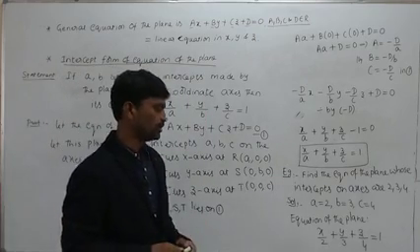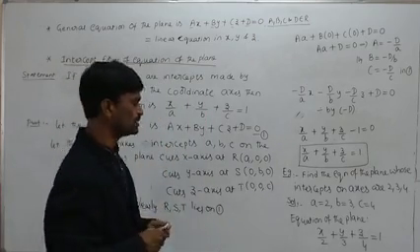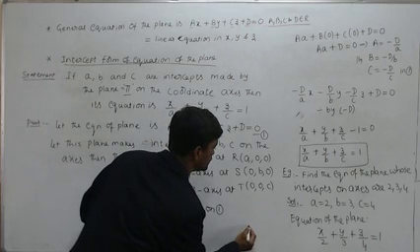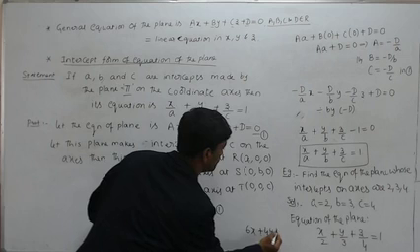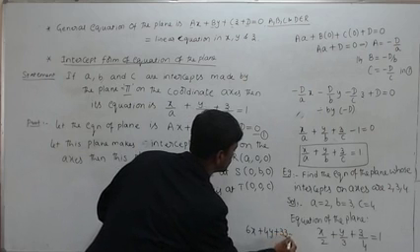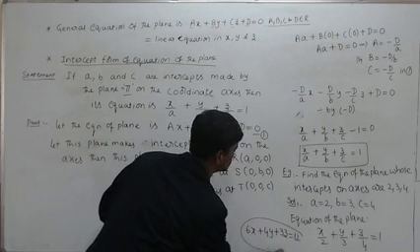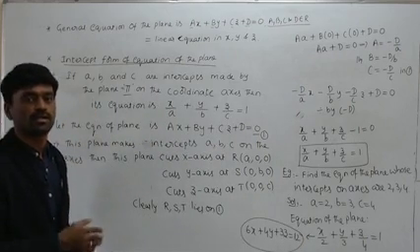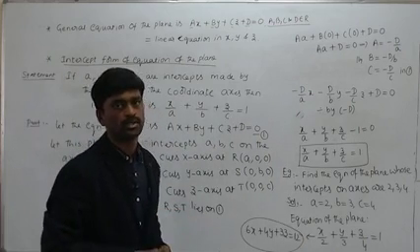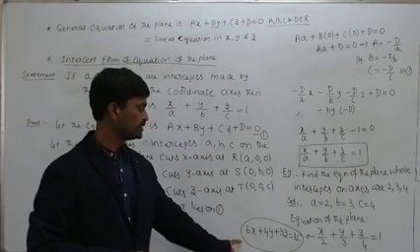Or further, if you want, you can take the LCM and simplify. If you take the LCM and simplify, you will get 6x plus 4y plus 3z is equal to 12. If you simplify this equation, you will get this. I have taken LCM 12 and cross multiplied by 12, so you will get this as the final answer.